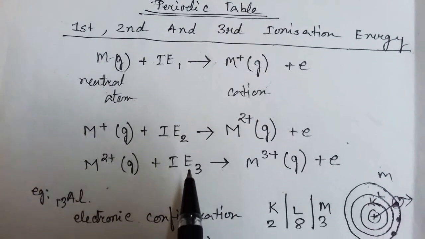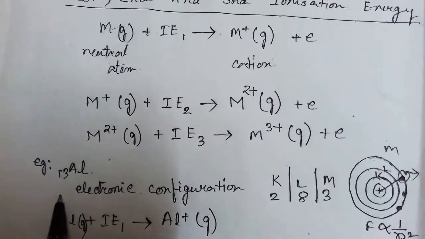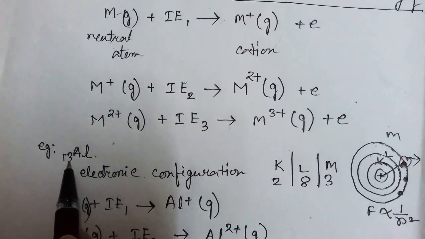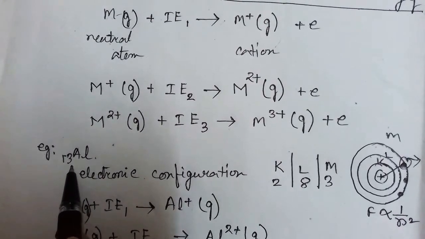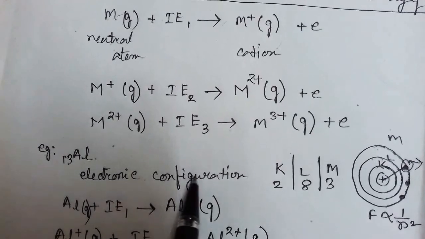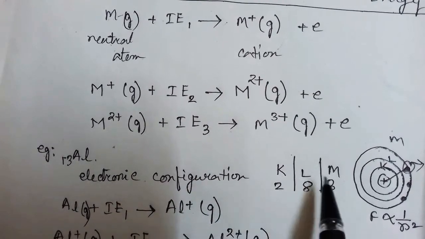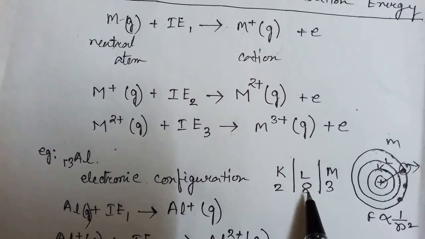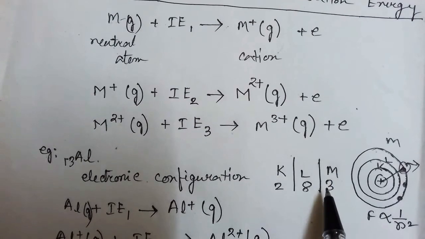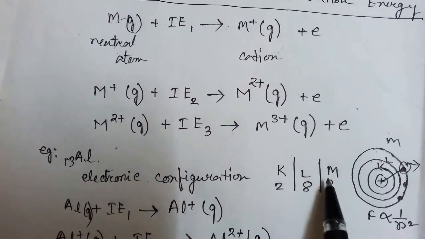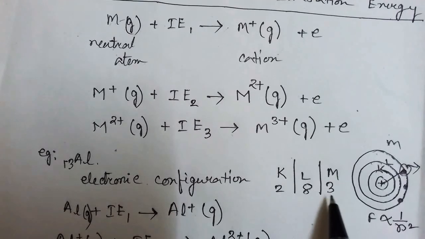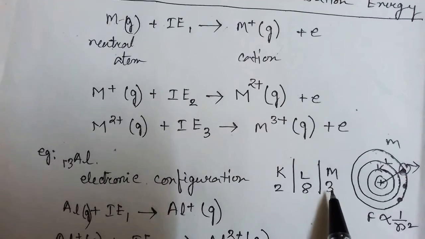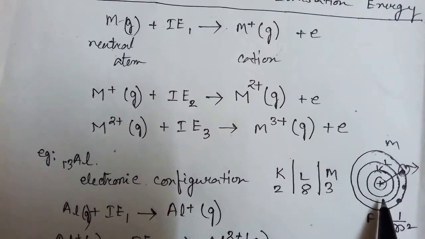We will move to an example. Example, aluminium. Aluminium has atomic number 13. The electronic configuration of aluminium is K2, L8, total is 10, and then M3, right? The last shell is M, and the loosest electron, that is the outermost shell electron, the last shell electron. Three electrons are there.